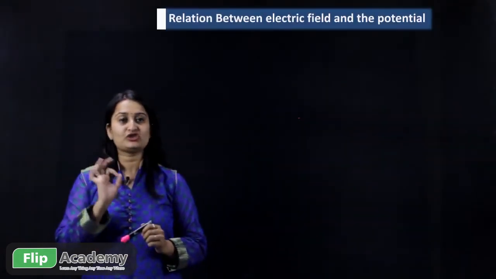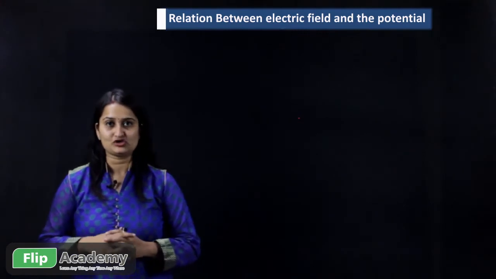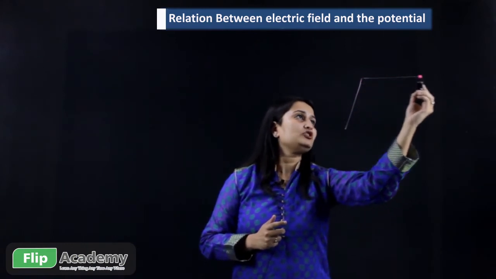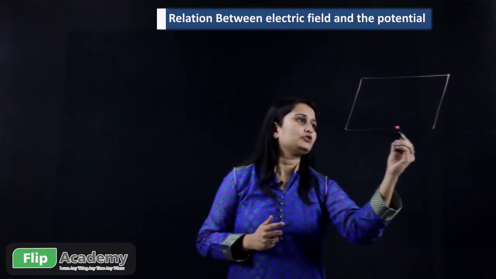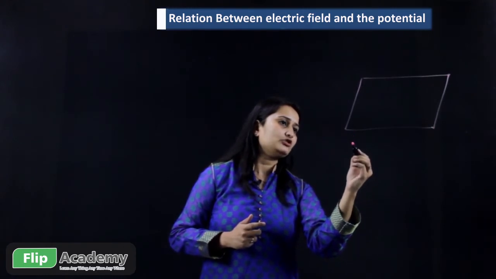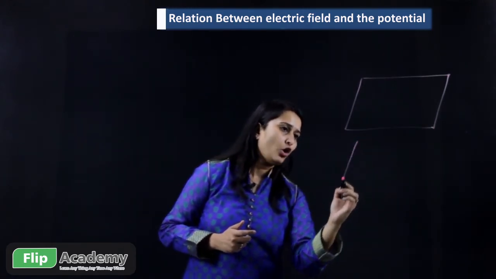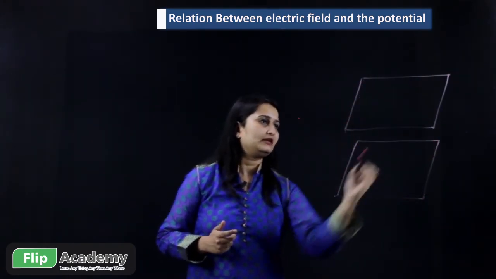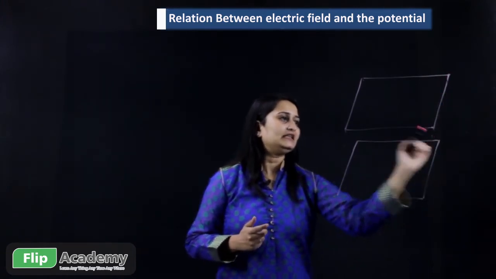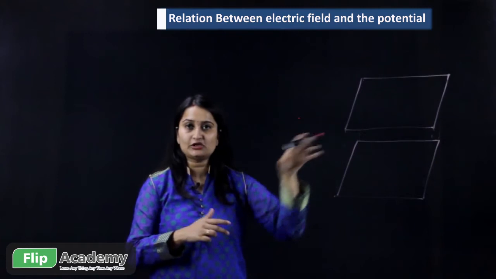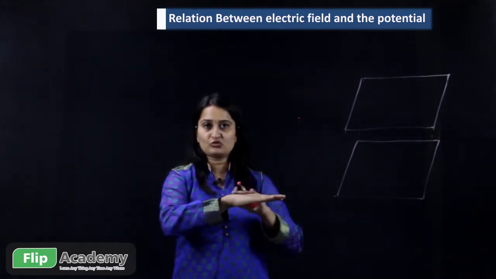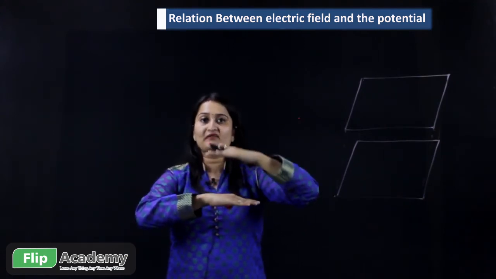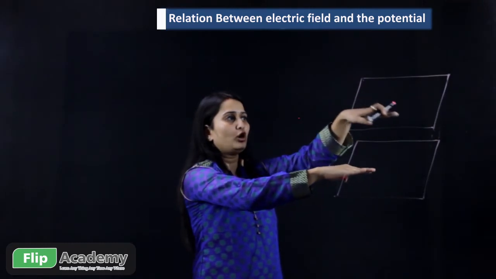Now let's move on to the relationship between the electric field and the potential. For that, we have to take two equipotential surfaces. This is one equipotential surface, okay. And there is another equipotential surface which is placed just below, or we can say beneath this particular equipotential surface. So these are the two equipotential surfaces which are placed like this, okay. These are placed one over the other. These are the two plates. You can assume it as a plate. This is one plate and this is another plate. These plates lie on this particular plane like this, one over the other.